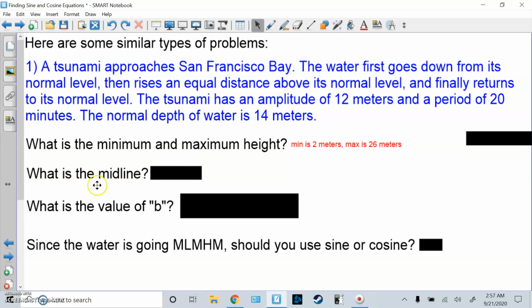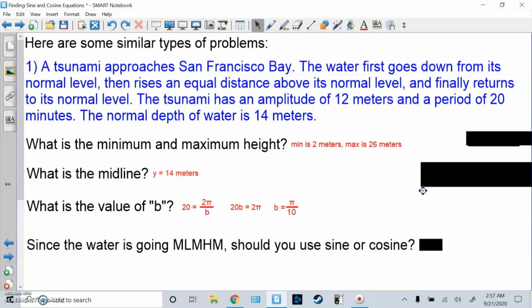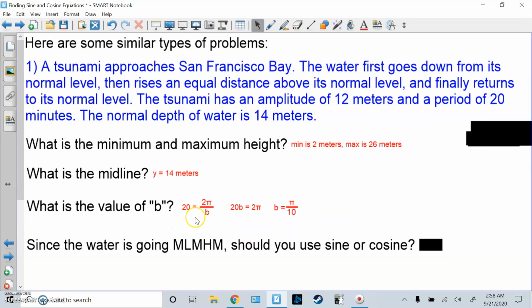Here's the next one. What is the midline? I'm going to pause for a second. You should have got 14 because that's the middle of 2 and 26. That's the normal amount. Next question, what is the value of B? I'm going to wait a second. You should have got pi over 10 because we have the period P, 20. 20 equals 2 pi over B. Multiply both sides by B to get rid of the fraction. Divide both sides by 20 and then reduce. So B equals pi over 10.